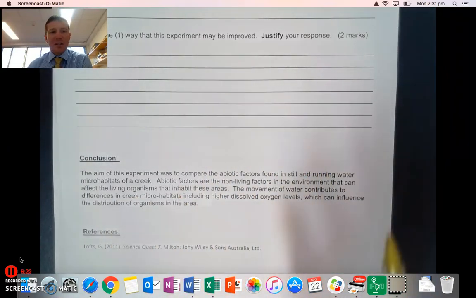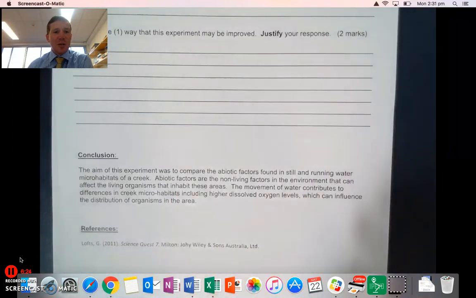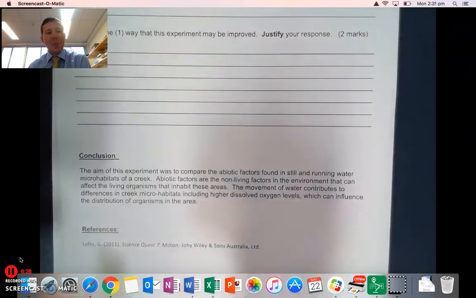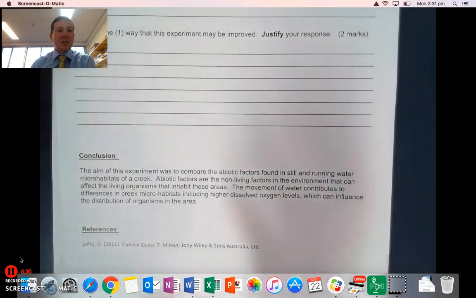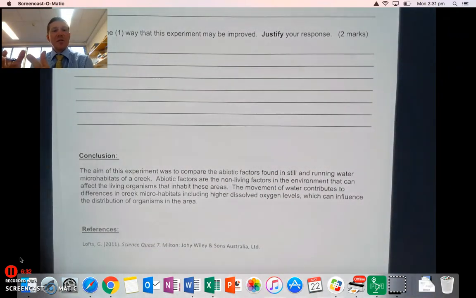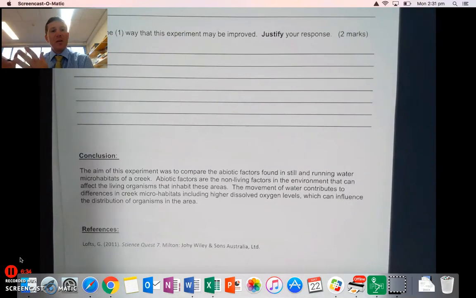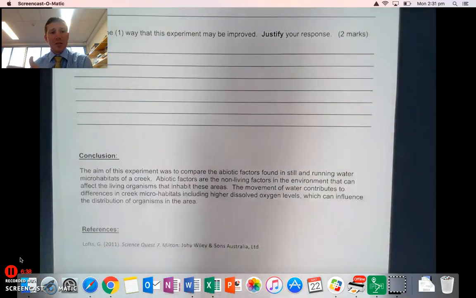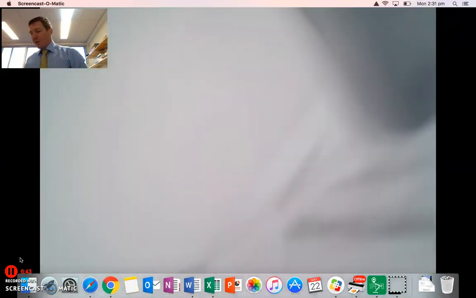So one might be an example of use of equipment: more practice with the equipment so that students are more familiar and therefore fewer mistakes are made. So you've identified a way to improve and you've justified why it would improve the scientific process. Okay, so hopefully you found this useful. That's how to analyse results and go through the results.